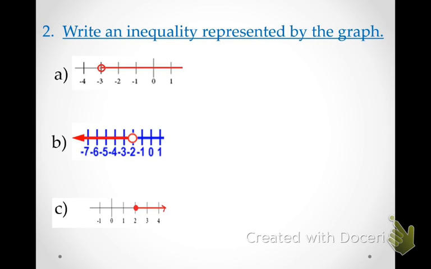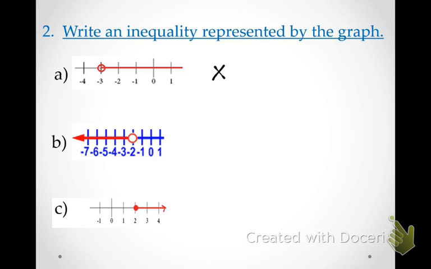Write an inequality represented by a graph. In this case, it did not tell us what variable to use, and anytime it doesn't tell you what variable to use, we're just going to put an x, okay? So the first thing I want you to do is stick an x right here to the right of this inequality graph. Now I want you to look and see, do I have a closed circle or an open circle? It's an open circle because it's not shaded in, okay?